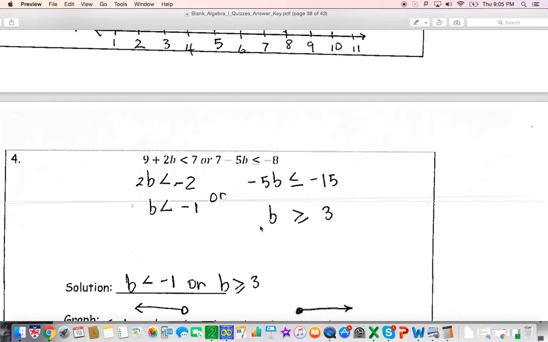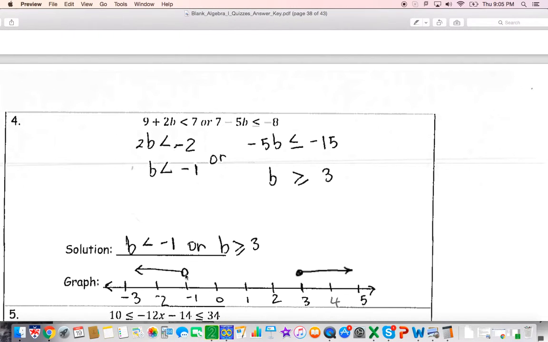So it's this or this. When your answer is an or, that means it cannot be both. So either b is less than negative 1, and that's going that way, less than negative 1, so like negative 2, negative 3, so on and so forth, not including negative 1, or b is greater than or equal to 3.